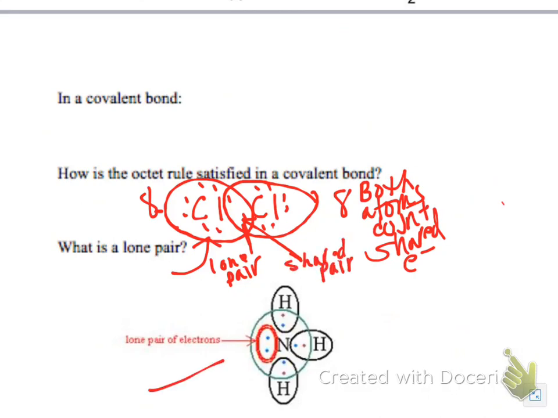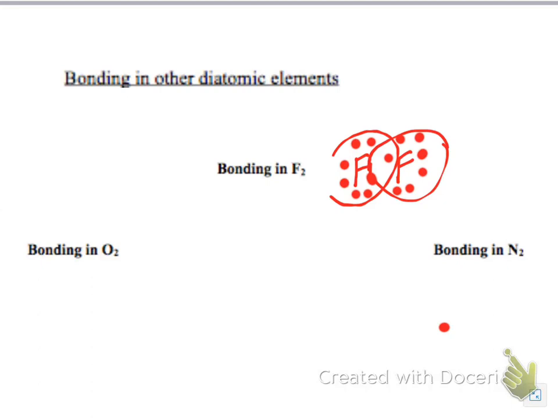You can see that also in this ammonia, this NH3. The lone pair is a pair around the central atom that's not being shared, whereas the other pairs are considered bonding pairs. Okay? Just a terminology thing. So if we think about what's going on with fluorine, it's just like chlorine, 7 valence electrons for both. They both count the 1 electron between them that becomes part of this bonded pair, and they end up with a full octet.